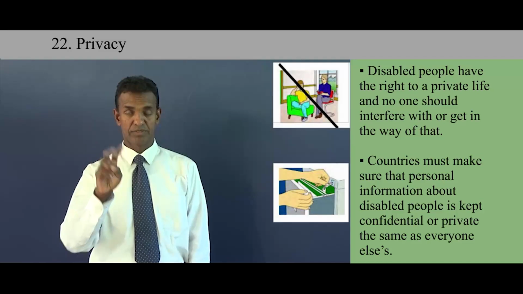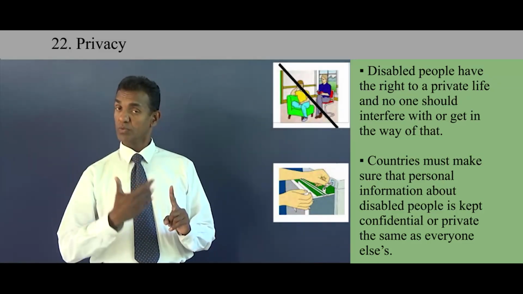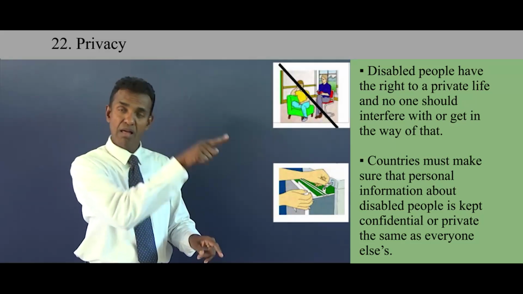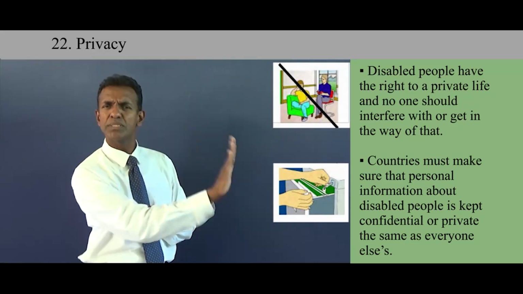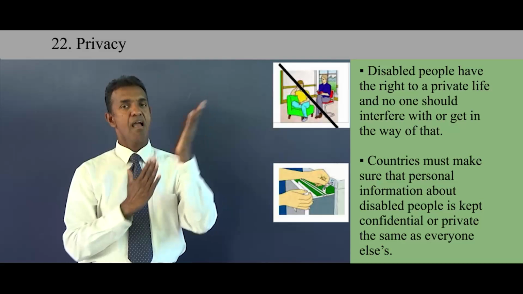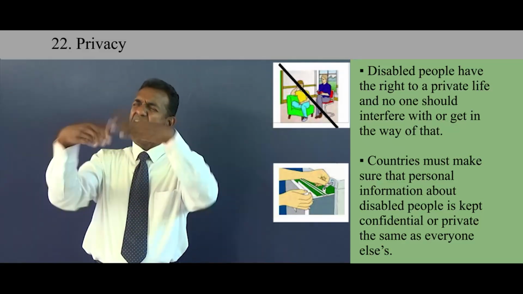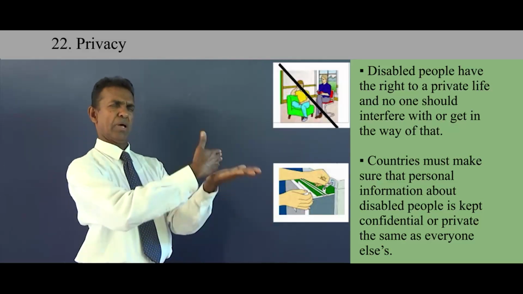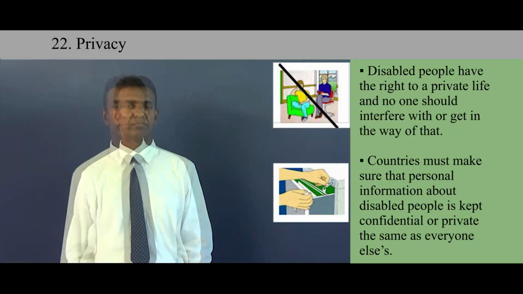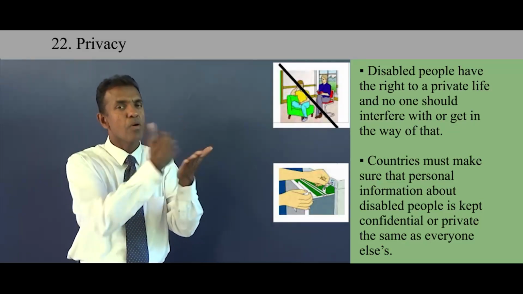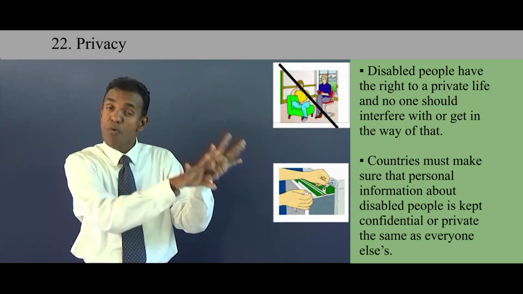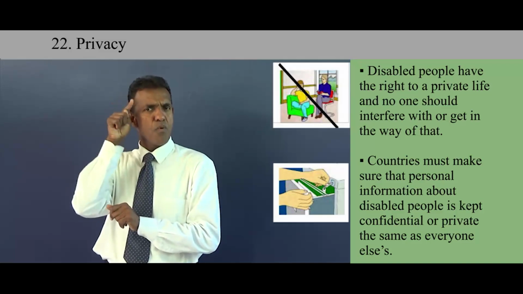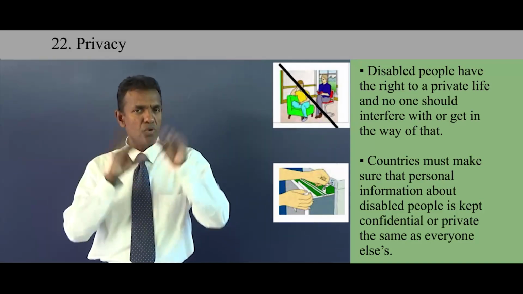Privacy. Disabled people have the right to a private life and no one should interfere with or get in the way of that. Countries must make sure that personal information about disabled people is kept confidential or private, the same as everyone else's. Respect for the home and the family.